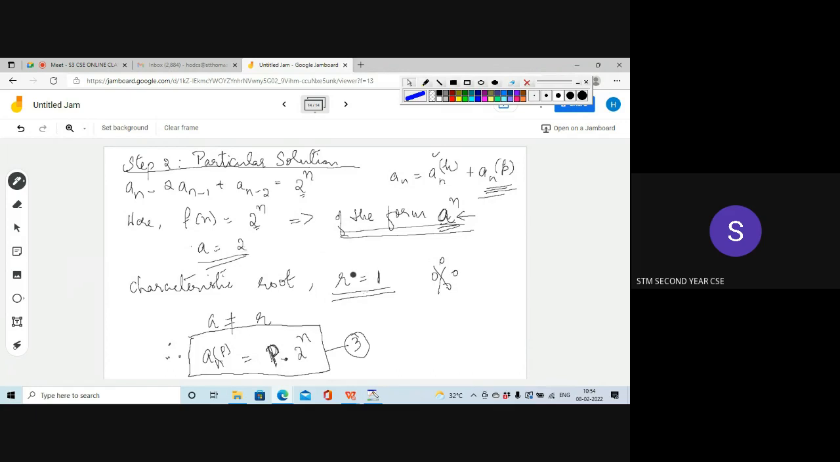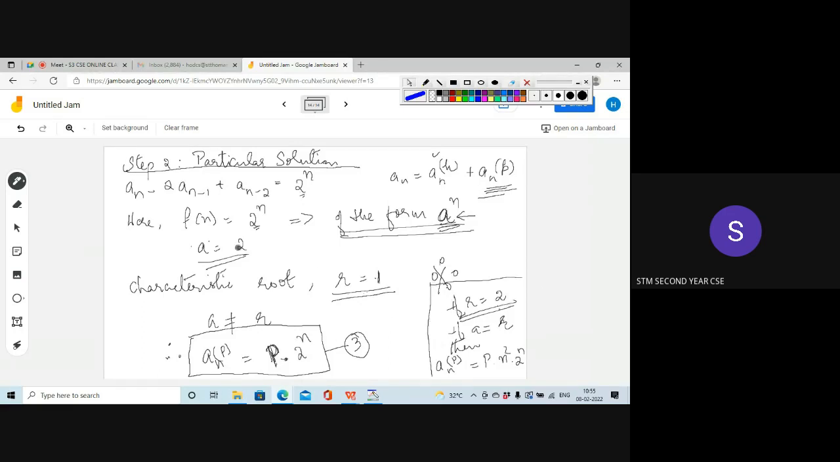Suppose the two roots are same, that is if r is equal to 2. Suppose when solving the characteristic equation of the homogeneous part, we found that the characteristic root is equal to 2, which means that a is 2 and r is also 2. If a is equal to r, then the formula that we have to use is a_n^(p) is equal to p into n square into 2 raised to n. So these are the two cases that we are going to solve.